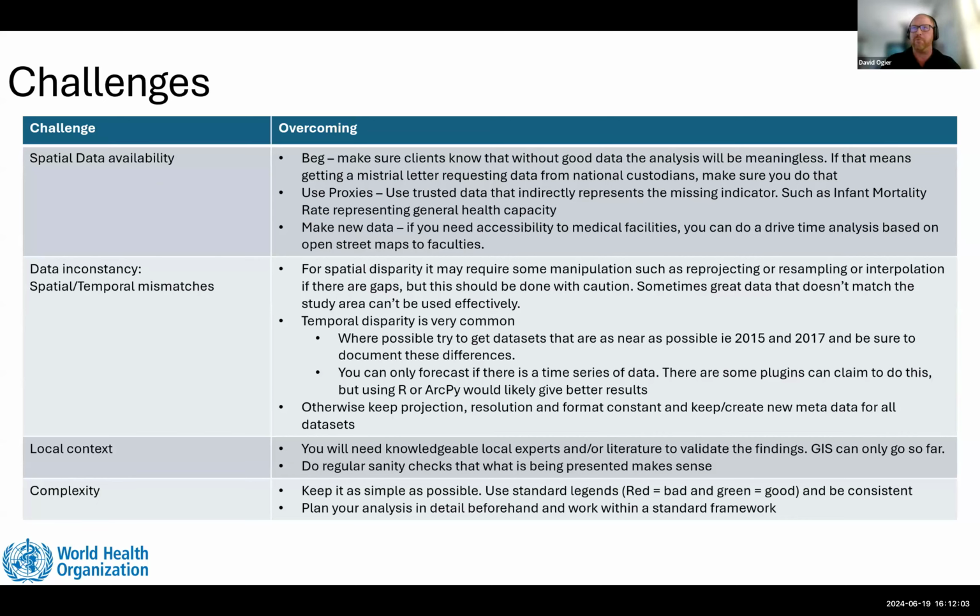Just things like that. Blue means more rain, brown means less rain. Just be consistent and plan your analysis as detailed as you can beforehand within a standard framework, and that should help you a lot. Okay, that's pretty much everything. Sorry, I had to go through that very fast.